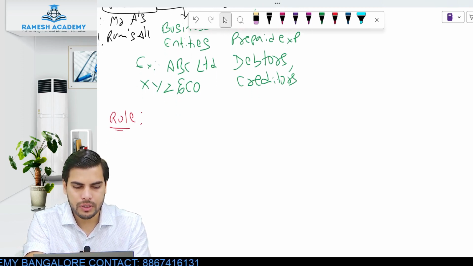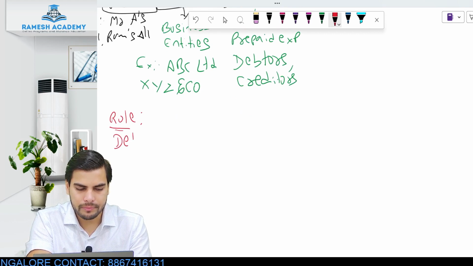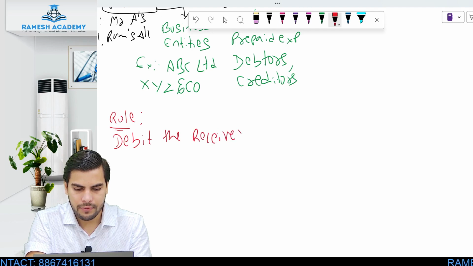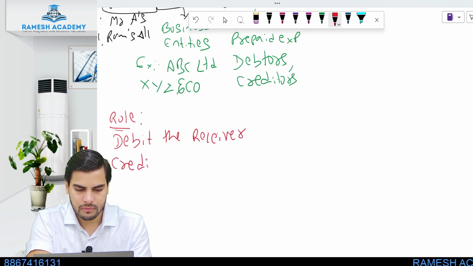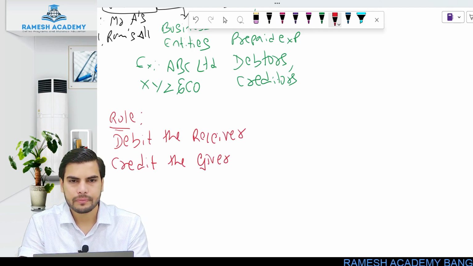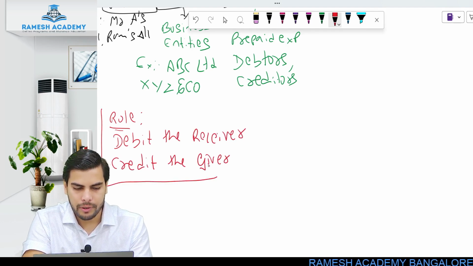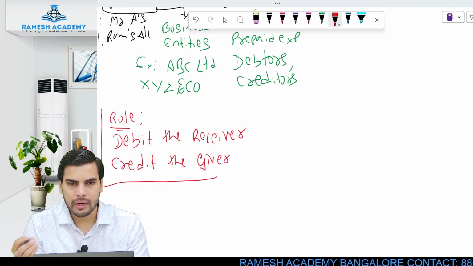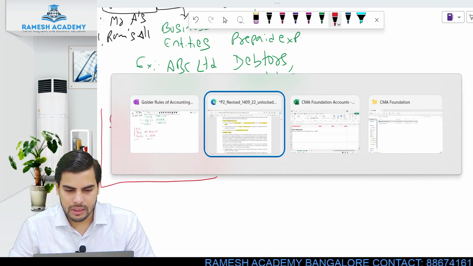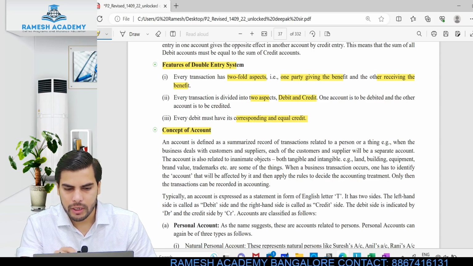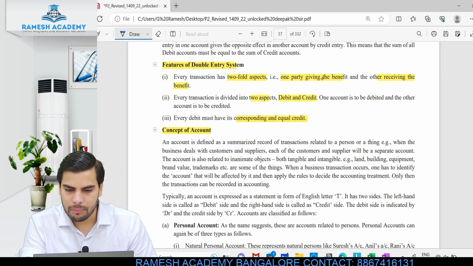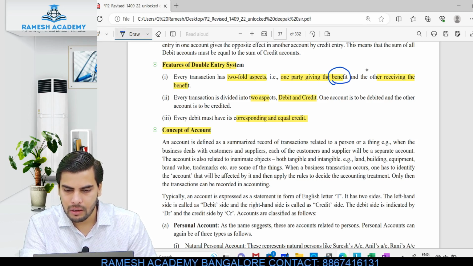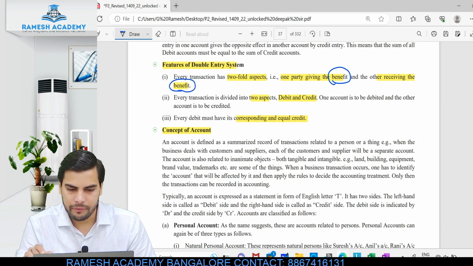Okay, let's have a look at this rule. The rule of this personal account will be: debit the receiver, credit the giver. Now, debit the receiver of what and credit the giver of what? If you go back to this, what did they mention? They clearly mentioned that one party will be giving the benefit, and one party will be receiving the benefit.